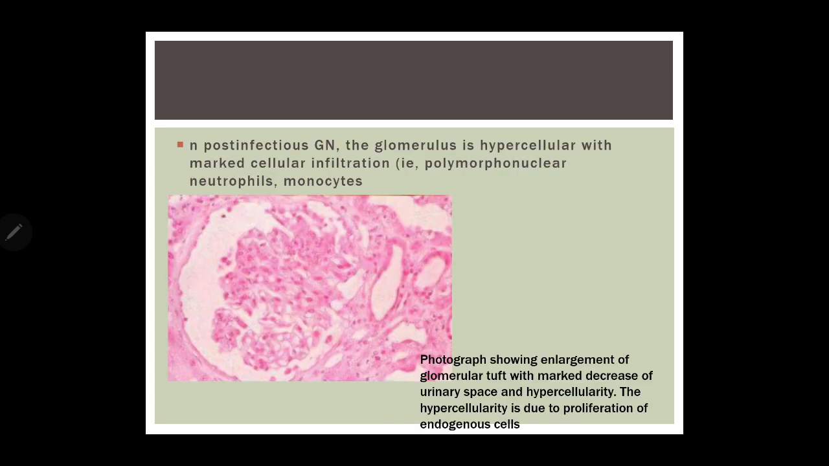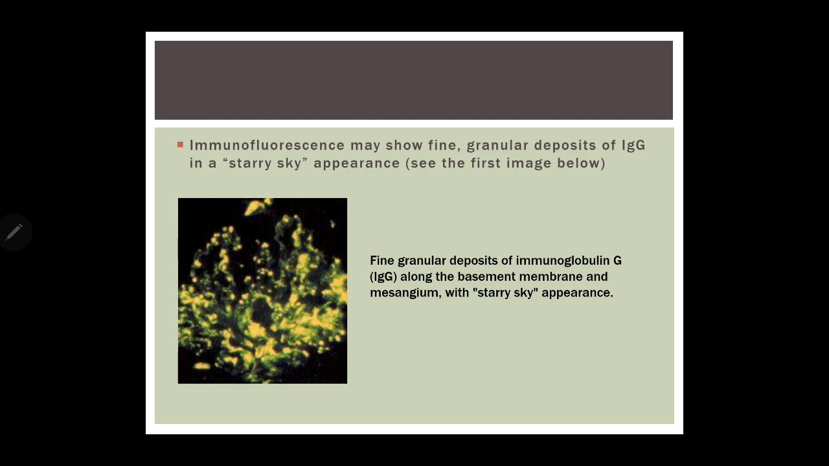Okay. If a nephritic range proteinuria turns into a nephrotic range proteinuria, also we do want to give a consideration for that. Okay. So this is a photograph that shows the enlargement of the glomerular tuft and a marked decrease in the urinary space and hypercellularity. Okay. This is a starry sky appearance that you may see with the granular deposits of IgG in a starry sky appearance. This is an immunofluorescence microscope. Okay.